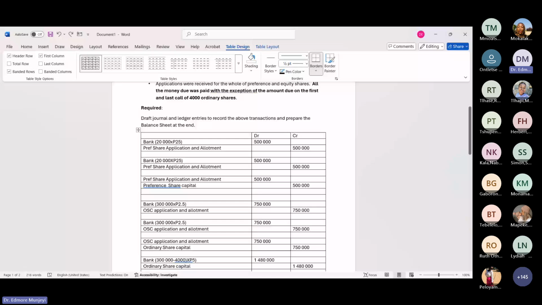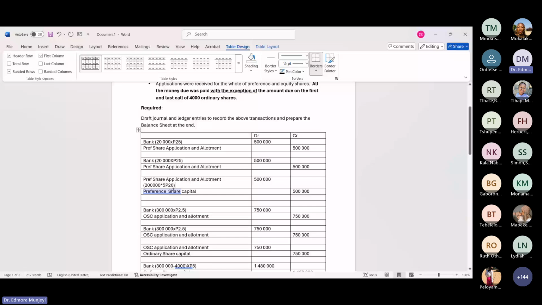There's an observation here. We're supposed to say 20,000 times 50 pullers, not 20. I think we made a mistake. We didn't use 50 puller. We used 25. So this is supposed to be 1 million. Thank you. I think it's a good observation.